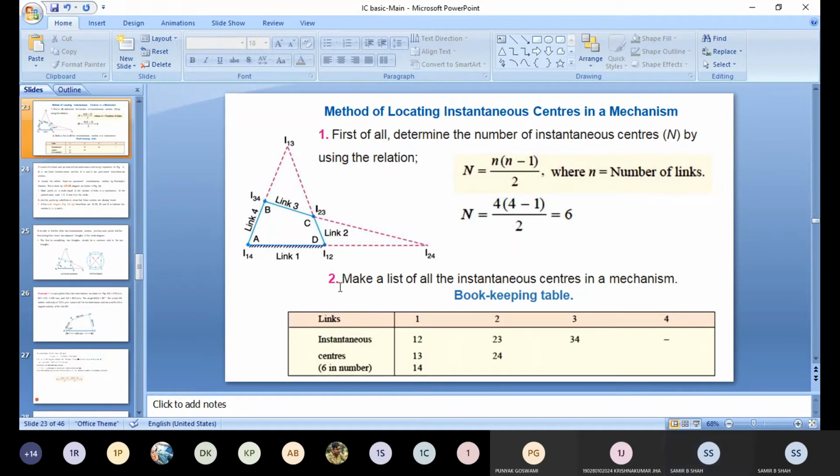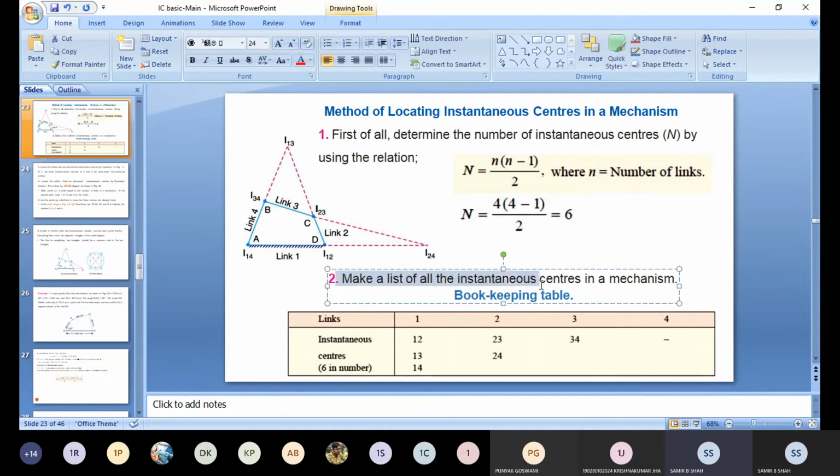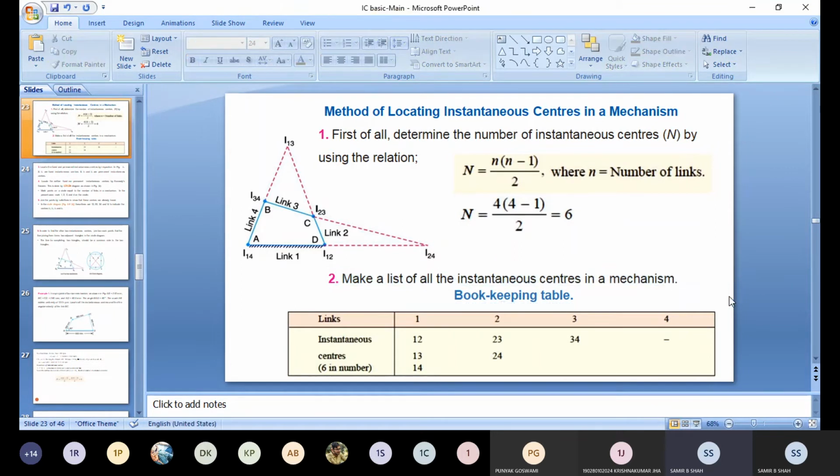Now, the second step: you have to get habituated with this table. Many books do not indicate this kind of table, but if you draw this table, then it is very easy to solve the example. So for links, we get the number of links from the data, 1, 2, 3, 4, whatever links you have to mention. Now how many centers? That is 6, so we have to mention those 6 centers.